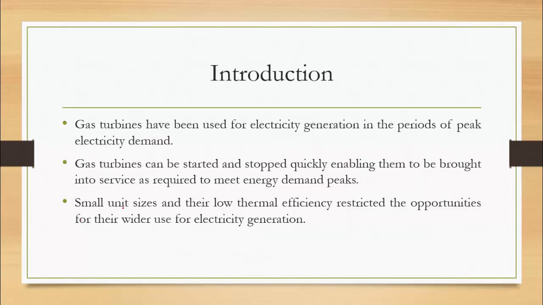You know that during the peak hours the electricity demand will be very high. To match that electricity demand, you cannot run a steam power plant or nuclear power plant. So you have to have a standby unit to match the peak hour demand, right? Gas turbines can be started and stopped quickly, enabling them to be brought into service as required to meet energy demand peaks. Because the gas turbine has a very short starting and stopping time, it can be used as a standby service for the energy demand peaks.